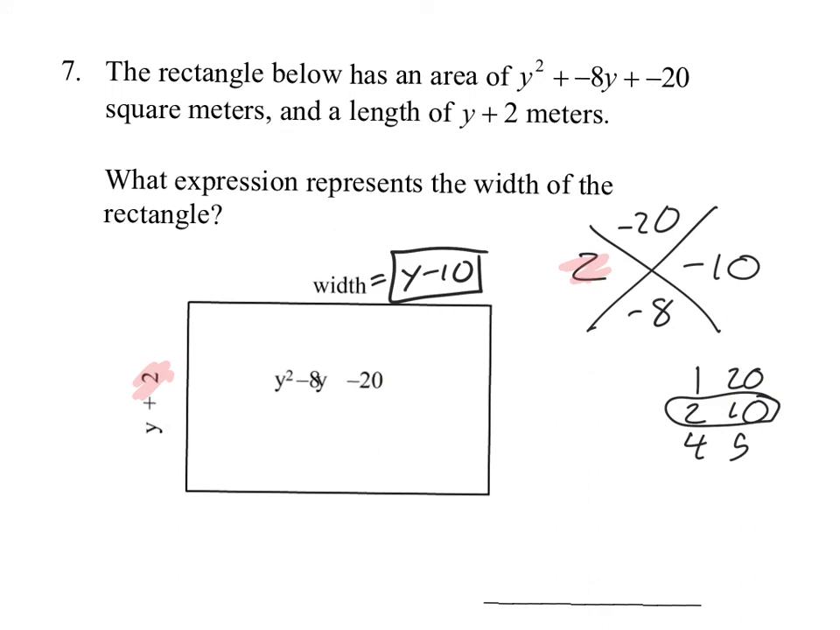Now, remember, they're not asking for both factors. They're just asking for the width. That's all they want. And the way that students get this wrong often is they answer a question I'm not asking. The question I'm asking is for the width, so only give me the width. If you try to give me the length and the width, it's going to be wrong.